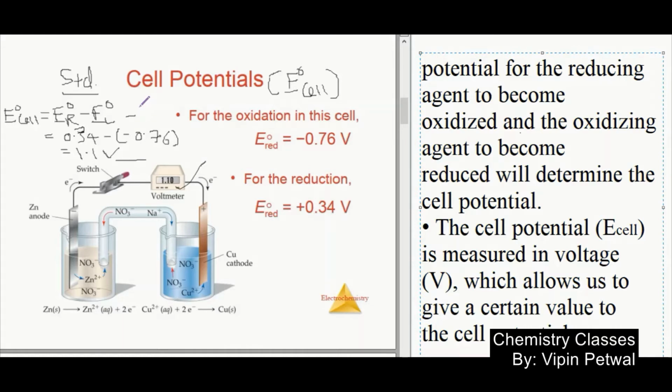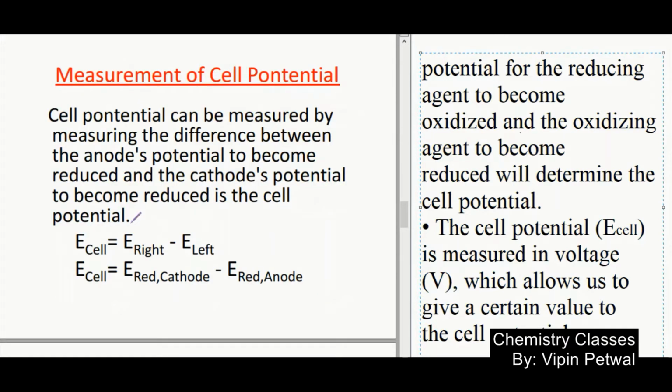Is that clear? Okay, and this is only for the zinc copper electrodes. I mean to say the Daniell cell, the galvanic cell in which zinc and copper are used. This 1.1 value is only for this Daniell cell. Is that clear? So simply we can understand here measurement of the cell potential.